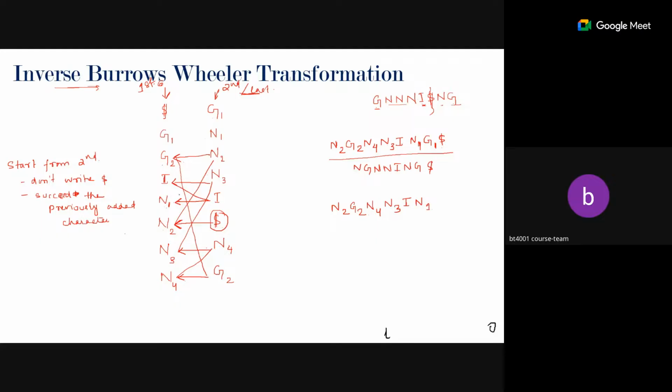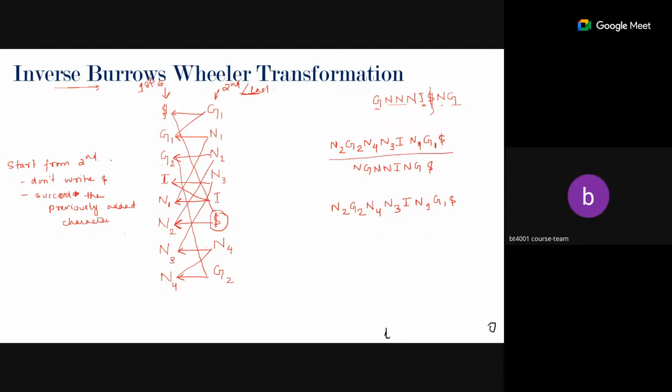Now N1 in the second column, we have G1 at the corresponding position, so G1 follows N1. Now G1 in the second column corresponds to dollar. So we will write dollar and we are ending because we are done with it. Is this clear? Yeah. So this is important.